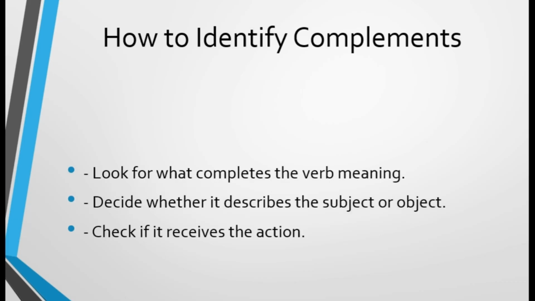Now, how do we identify the complement? First, look for what completes the verb's meaning. The word that completes the meaning of the verb is what we should identify as a verb complement, or a complement generally. Now decide whether it describes the subject or the object, as we have just mentioned, and check if it receives the action, of course, to decide whether the sentence contains a direct object or not.